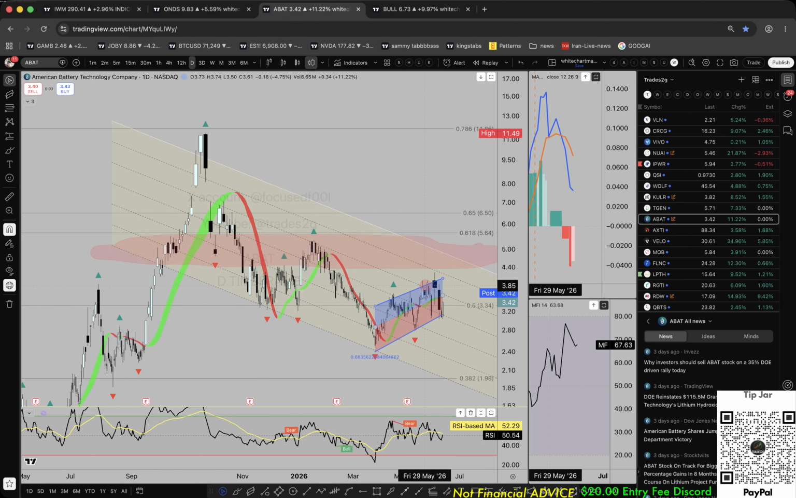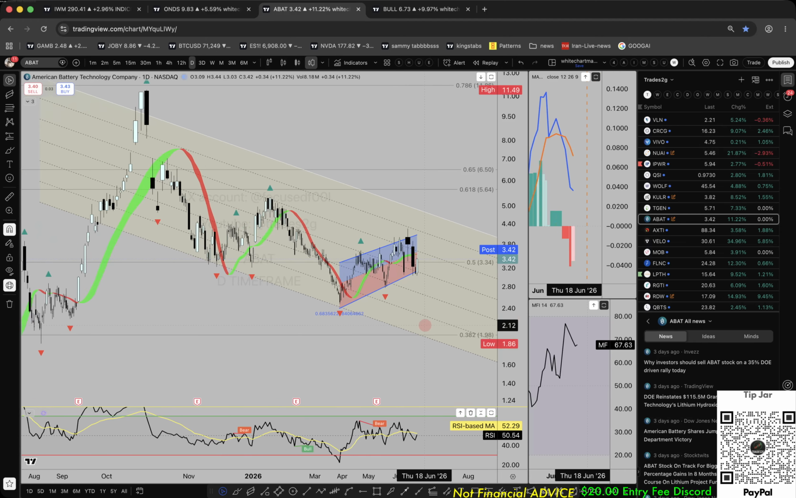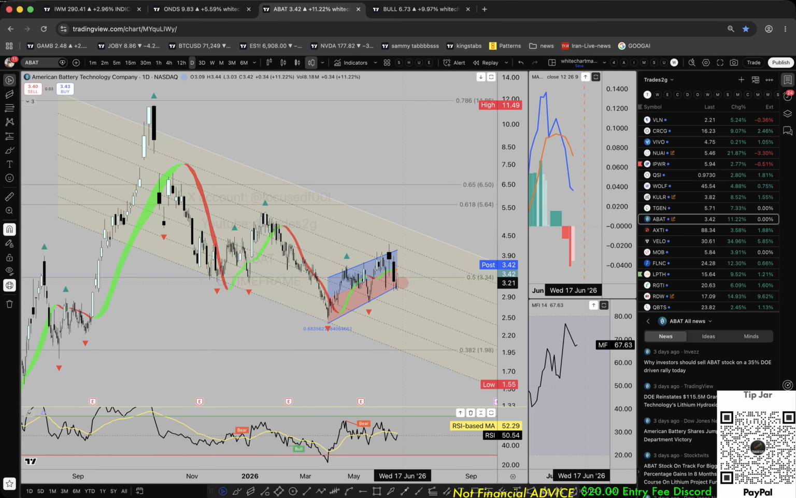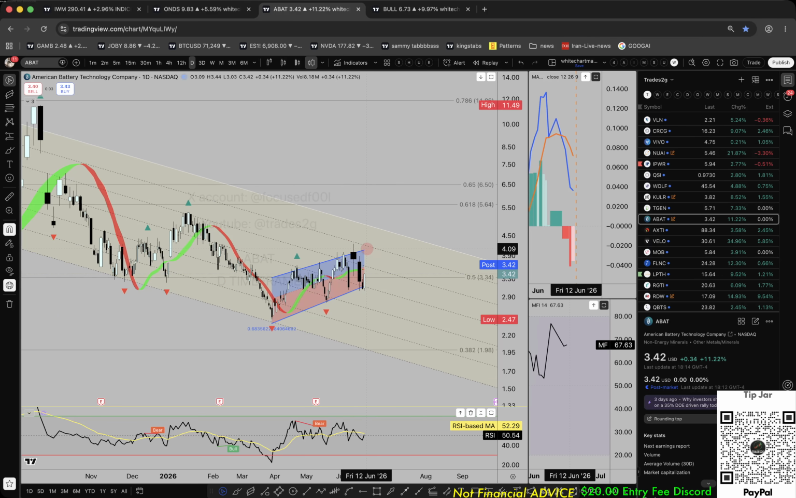So ABAT is very, very good and overall, it's just a really good chart, good company. I do like what I see here in terms of the MACD, the oscillators, somewhat finding a little bit of a pivot on the charts, but I gave you the zones, I gave you the levels. Pay attention to them, okay?